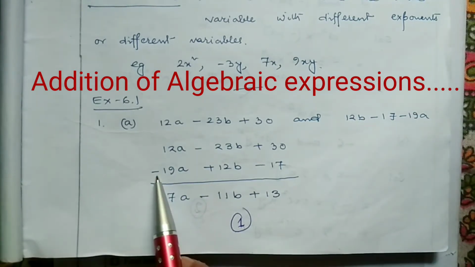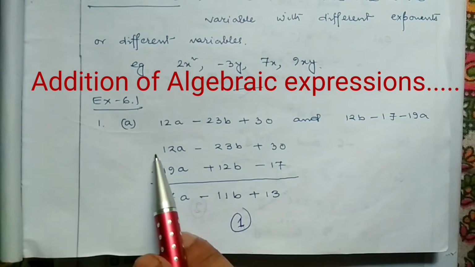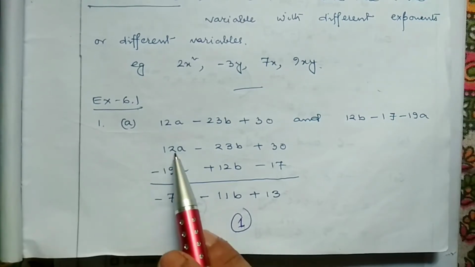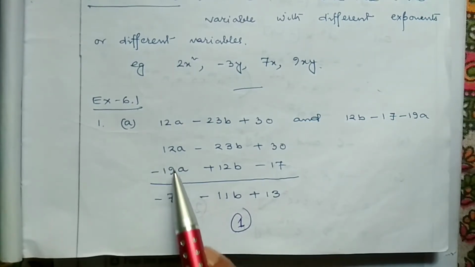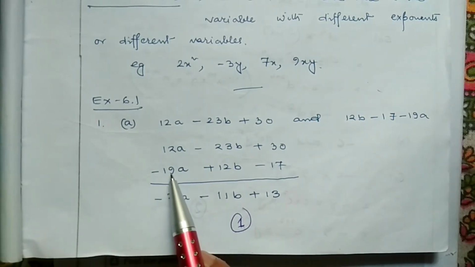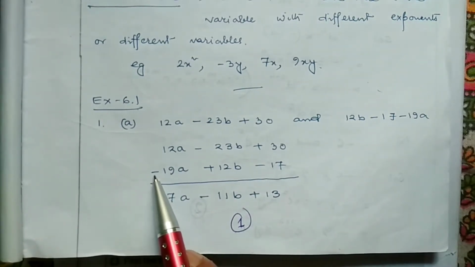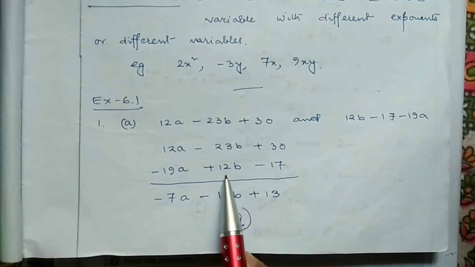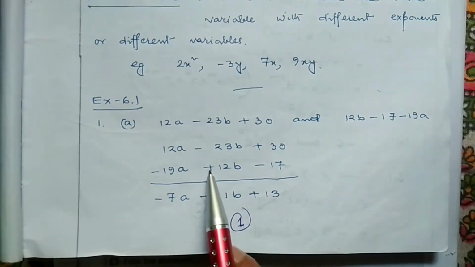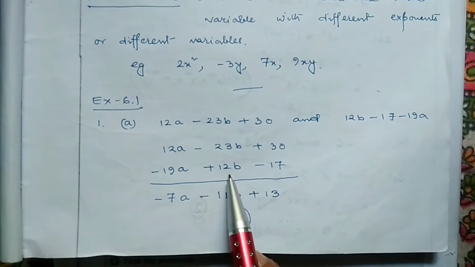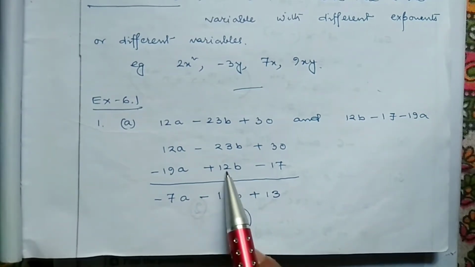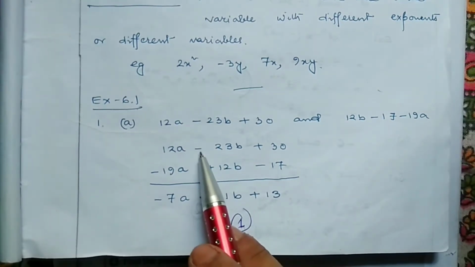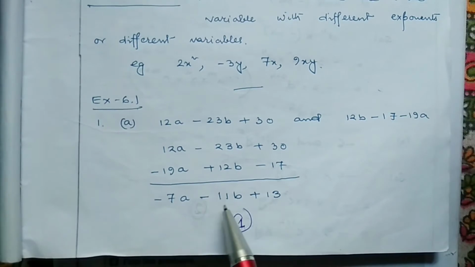Same sign always add, different sign subtract. Here it is plus, here it is minus. So we cannot add, we have to subtract. 19 minus 12 will be 7, and out of 19 and 12, which one is the bigger number? 19 is bigger, and the sign in front of 19 is minus, so it will be minus 7a. Clear? Now here minus 23 plus 12, different sign. Whenever different sign we have to subtract. So 23 minus 12 will be 11 b, and since 23 is the bigger number and the sign in front of 23 is minus, it will be minus 11b.